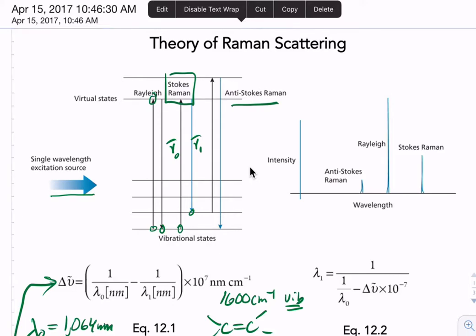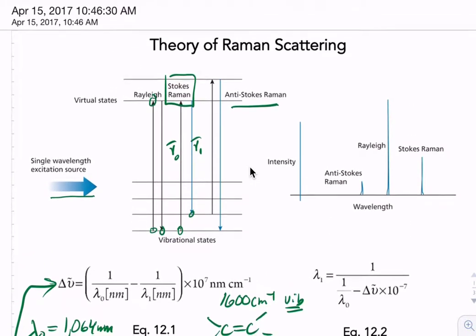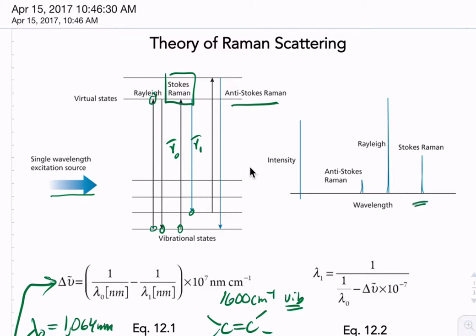If you're interested, anti-Stokes is where you start up at one higher vibrational level and go down. So instead of having the energy of the photon go down, the energy of the photon gets added to from the energy of the vibration. So the minus sign would be a plus added to the 1600 wave numbers. And that's why the wavelength for the Stokes shows up to the right, and the wavelength for the anti-Stokes shows up at lower. So this is blue, and this is red in direction.